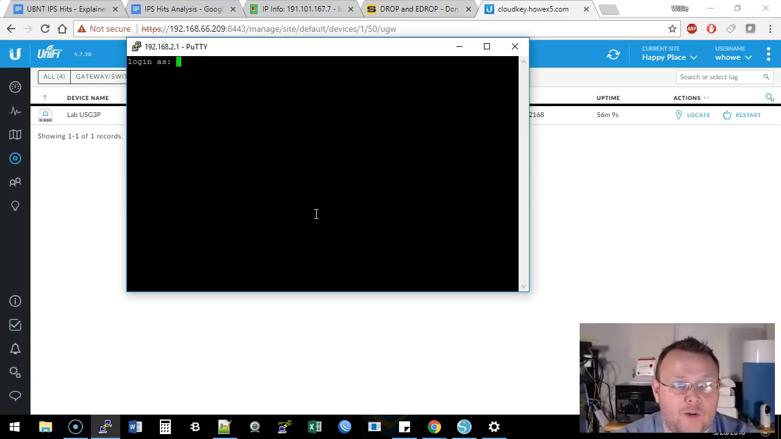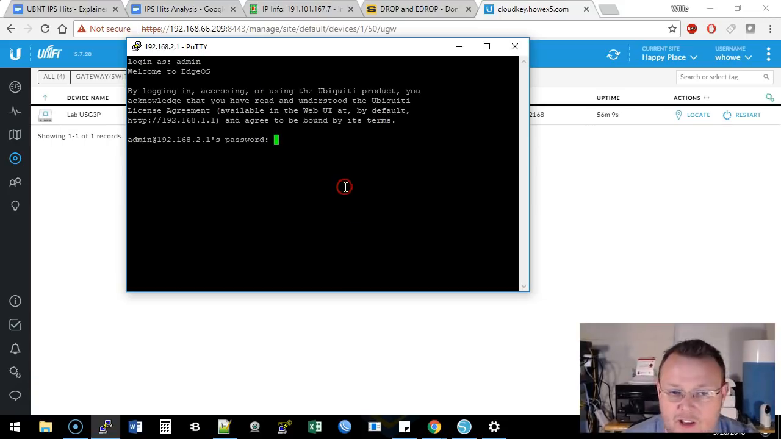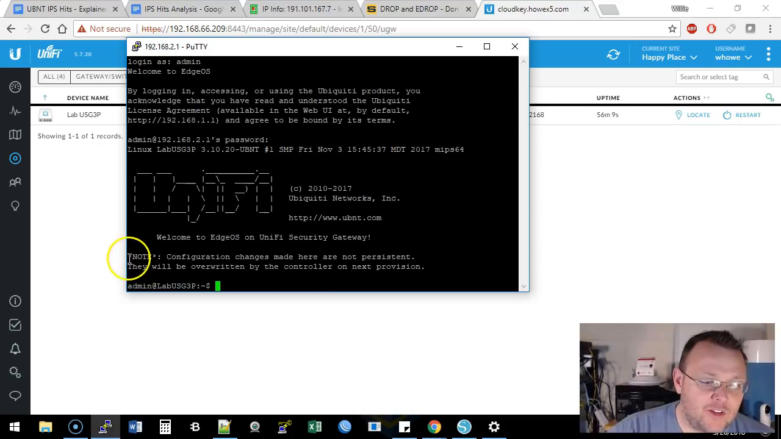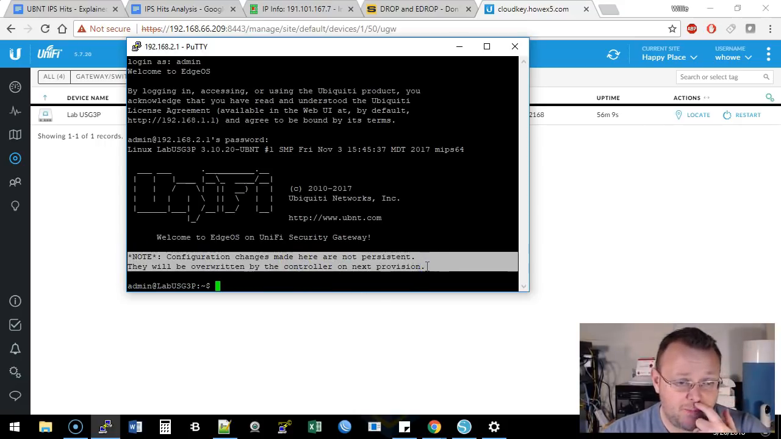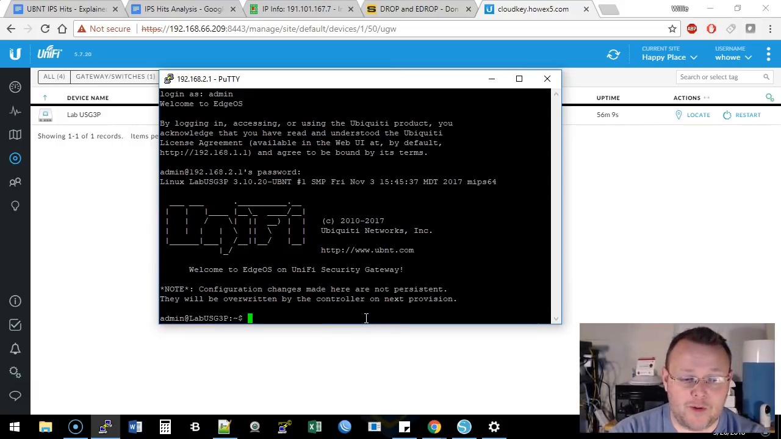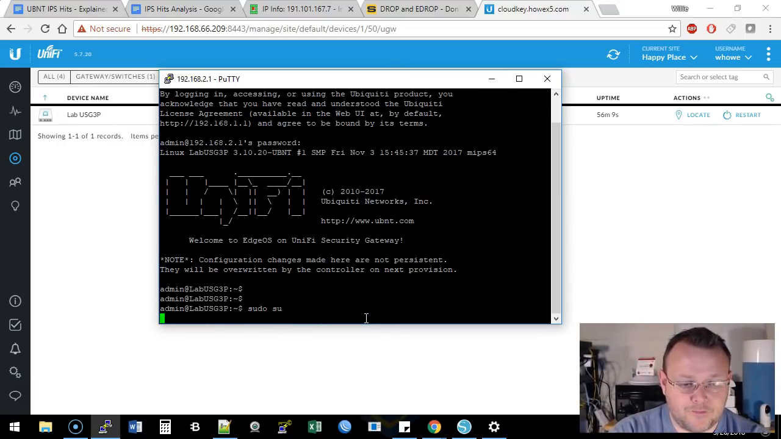Alright, so we're behind our USG. So we're going to go ahead and log in with our super secret credentials. And as always, you get a warning that lets you know that any configuration changes made here will not be persistent, and when you provision, they will be overwritten. So what we can do is we'll do a sudo su, we'll become root.